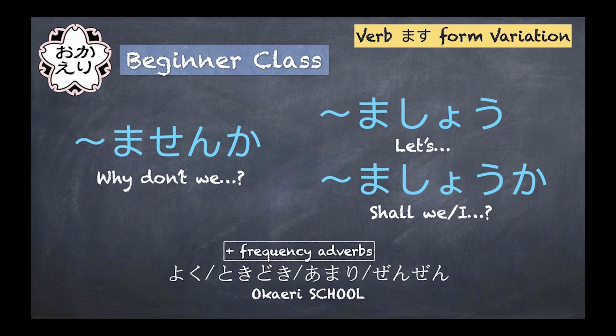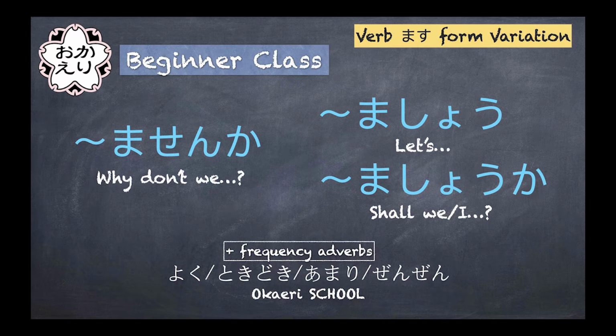So variation using this masu form in verbs. What can we do? Why don't we blah blah blah? Like to invite other people. ませんか、ませんか. Or let's do something. Let's blah blah ましょう. Shall we or shall I? ましょうか. Lots of things that you can do when you know masu form, the basic form for verbs.